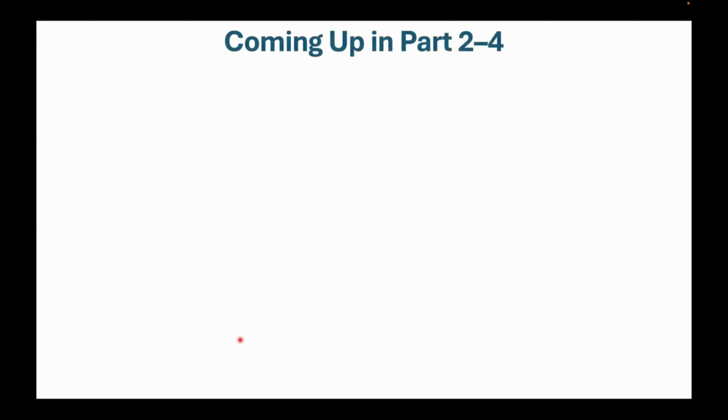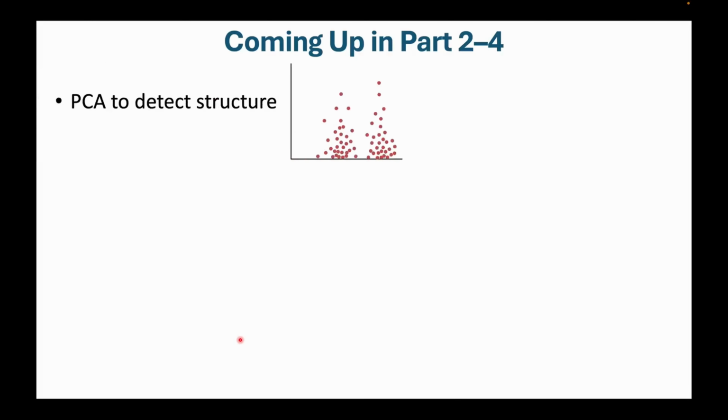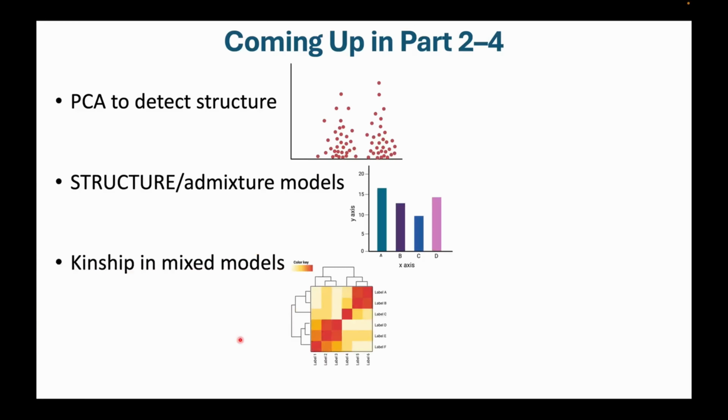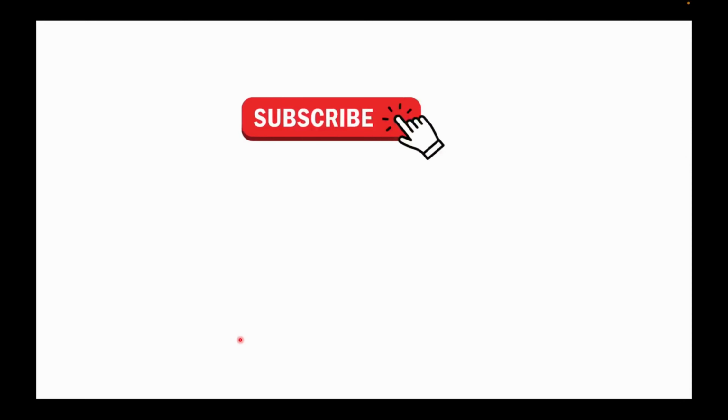And so in the upcoming videos, we are going to dive deeper into each of the methods described earlier. We are going to check how we can use principal component analysis to detect structure. And then we will dive deeper into structure and admixture models. And then we will also have a look at kinship in mixed models for GWAS analysis.